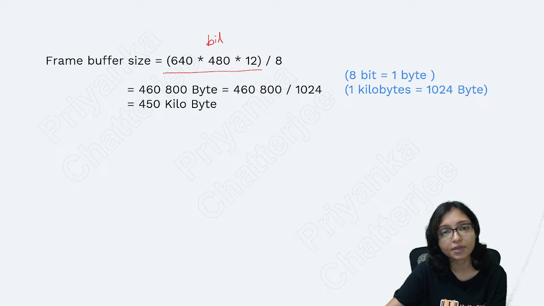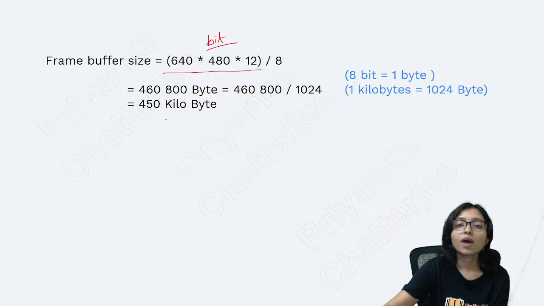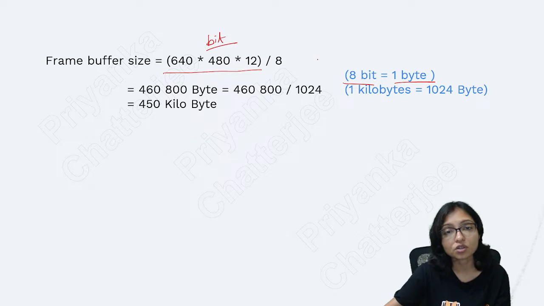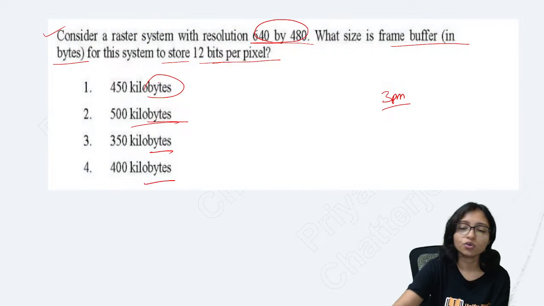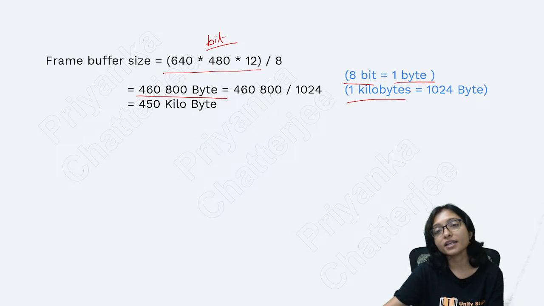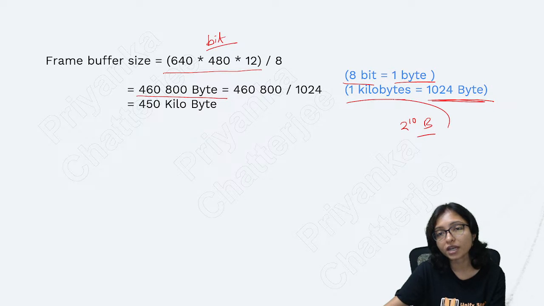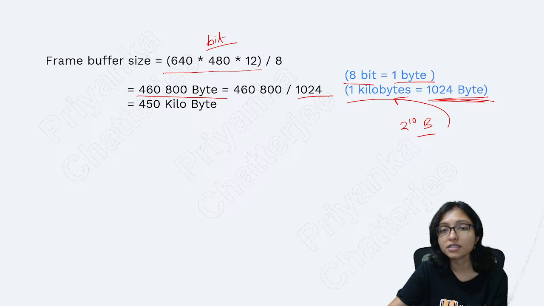Your answer will come in bits, but the answer is given in bytes. All are bytes: kilobyte, kilobyte, kilobyte. So 8 bits equals 1 byte, right? So first of all I will convert to bytes. After that I am getting the answer in kilobytes. So 1 kilobyte equals 1024 bytes, 2 to the power 10 bytes. So I will divide by 1024. Then my answer will be this one.